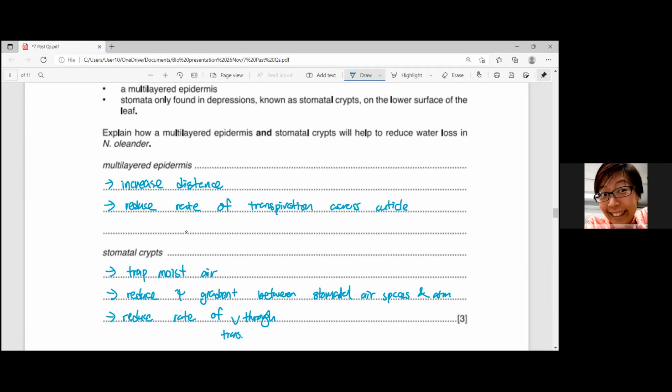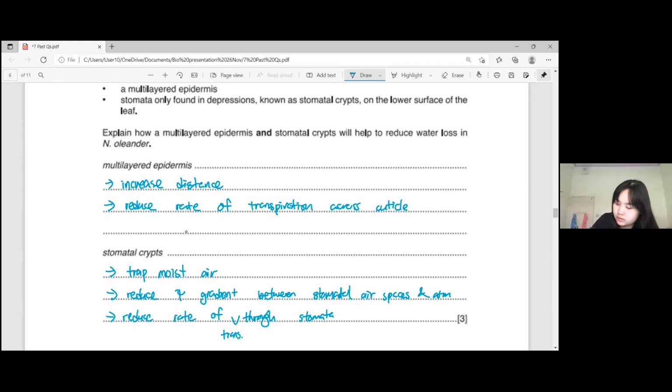Johan, the second point, is it substomatal air spaces? Substomatal air spaces? Is it substomatal like this? Okay. This one I will check later also.